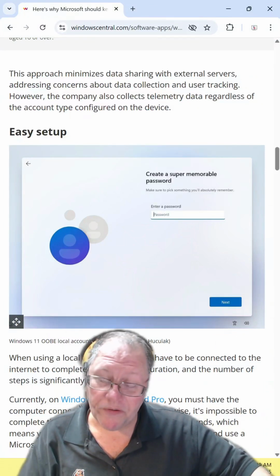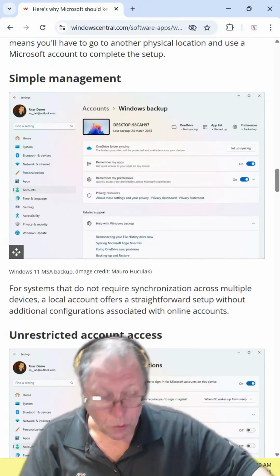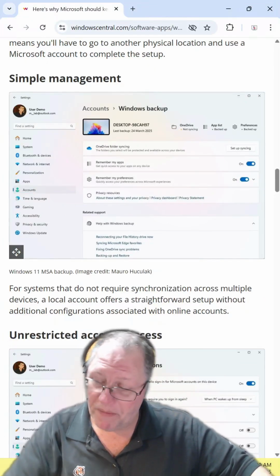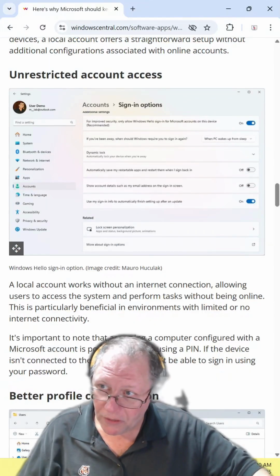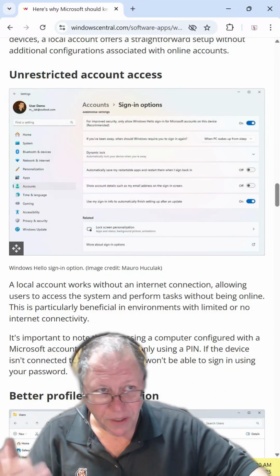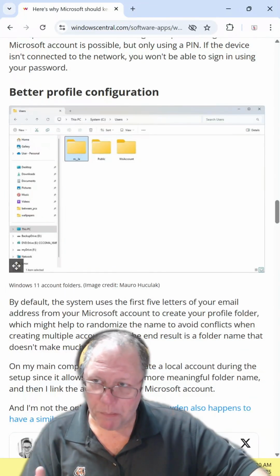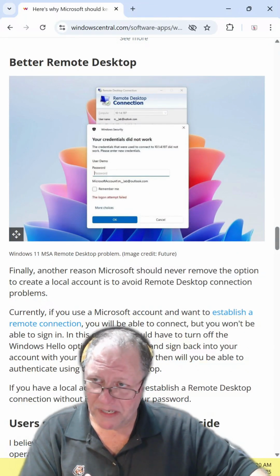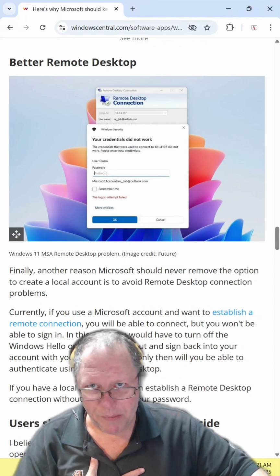Setting up your computer is so much easier with a local account versus a cloud account or a Microsoft account. Your Windows 11 computer is simpler to manage because it doesn't have the back-end stuff that is being forced upon you. With a local account and full administrative rights, you have unrestricted access to your computer. And with a local account, you have better profile configurations. It also said it's better remote desktop. I don't know about all that, but hey, we all have our own opinions.